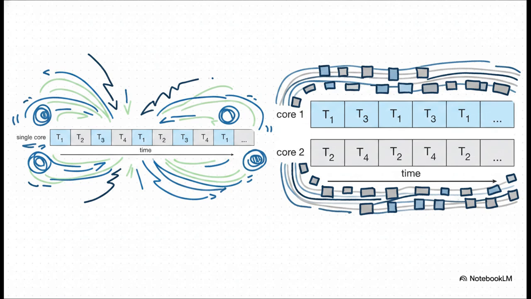Picture it like this. On a single core, it processes task 1, then task 2, then task 3, and it's switching back and forth so incredibly fast that to you, the human sitting at the screen, it looks parallel. But it is a total illusion. That is concurrency. Now, with true hardware parallelism, Core 1 is actively grinding on its tasks, while Core 2 is simultaneously grinding on completely different tasks in that exact same fraction of a second.